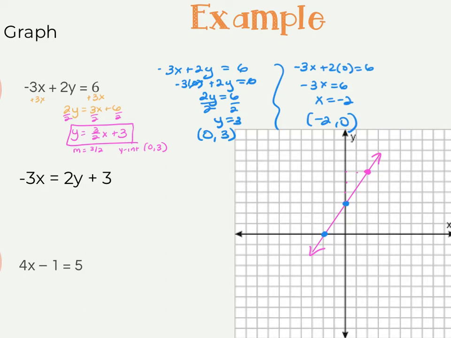So this is to find the y-intercept. We plug 0 in for x, so I plug 0 into that x. And then you put 0 for y. And then for the x-intercept, we plug 0 in for y. Okay.